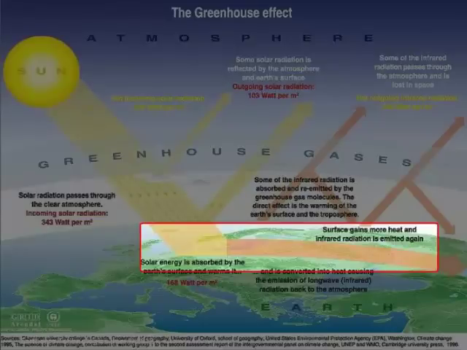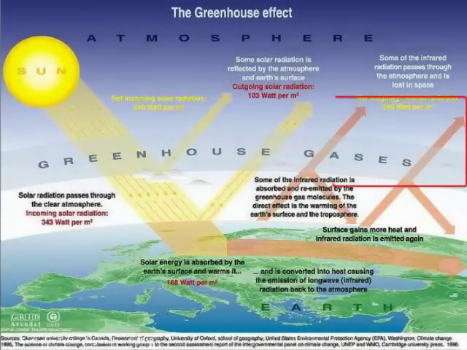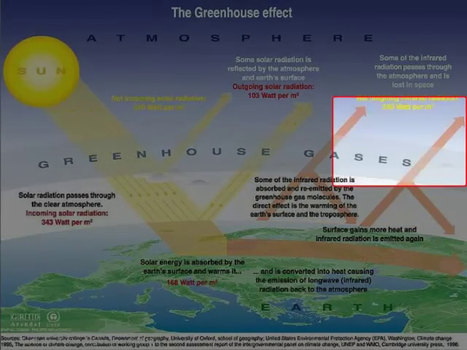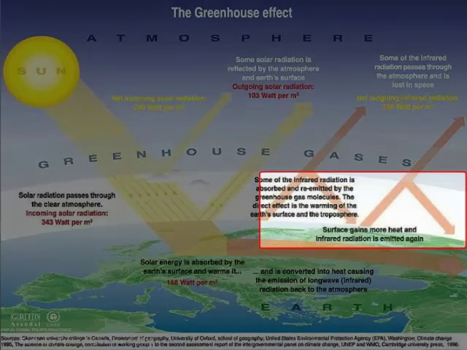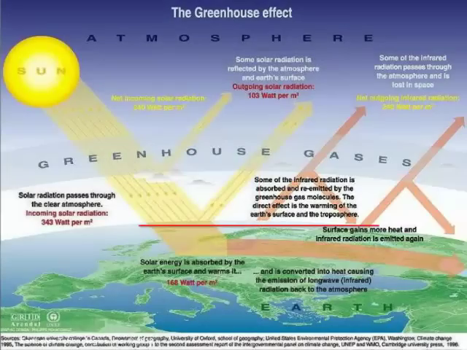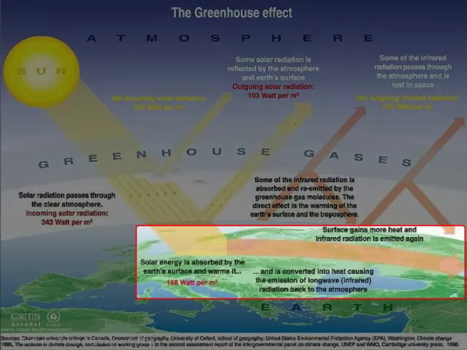This heat causes the emission of infrared radiation back into the atmosphere, called outgoing solar radiation. However, when greenhouse gases cloud the Earth's atmosphere, some of the infrared radiation is reflected off of the atmosphere and back into the Earth's surface. As the planet continues to warm, more heat and infrared radiation is emitted, and the cycle continues.